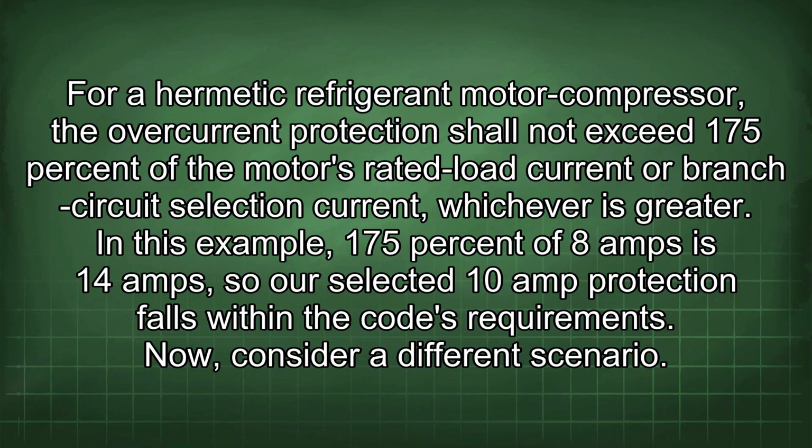For a hermetic refrigerant motor compressor, the overcurrent protection shall not exceed 175% of the motor's rated load current or branch circuit selection current, whichever is greater. In this example, 175% of 8 amps is 14 amps, so our selected 10 amp protection falls within the code's requirements.